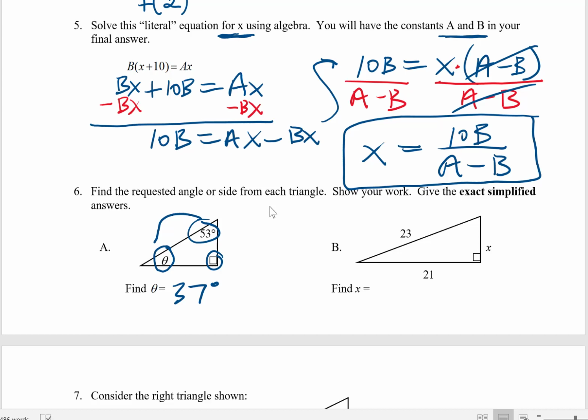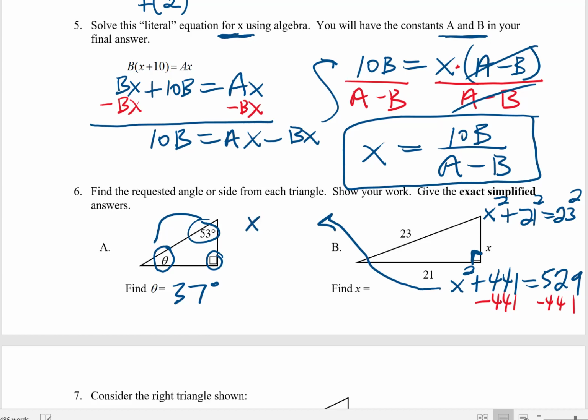In problem B, I'm now looking for the measure of a side. I do have a right triangle here, which means I can use the Pythagorean theorem. I would have x squared plus 21 squared, the sum of the squares of the legs, is equal to the hypotenuse squared. I'll get these values from the calculator. I have x squared plus 441 equals 529. Subtract that 441 from both sides, and that gives me x squared equals 88, and then just square root each side.